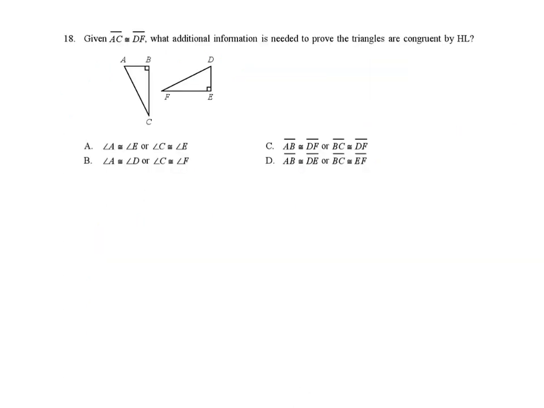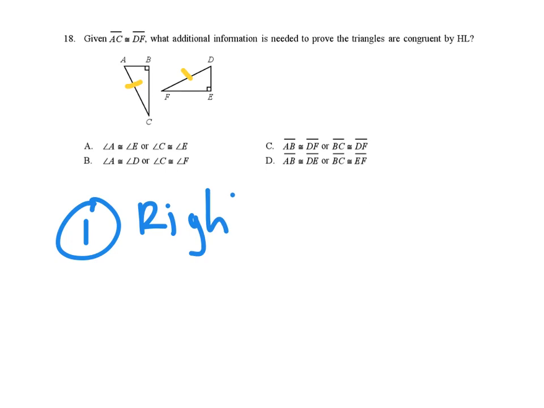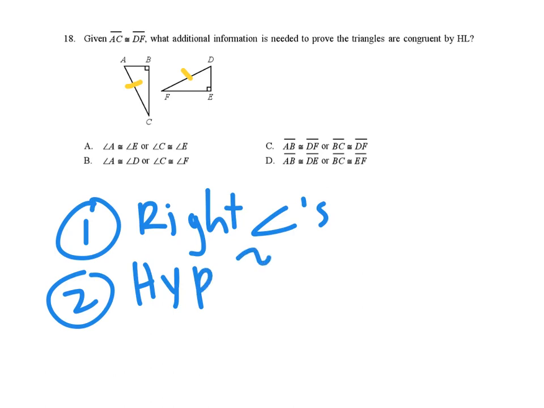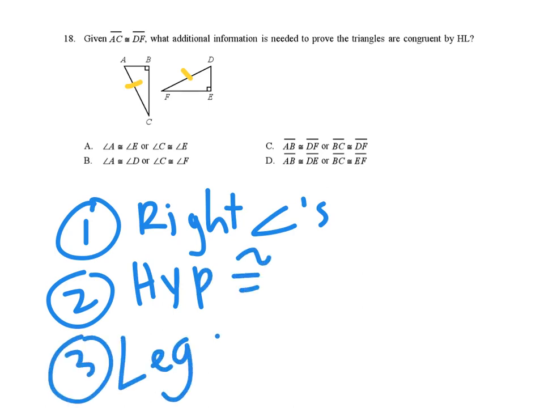18 says, given AC is congruent to DF, I'm going to draw that in, AC is congruent to DF. What additional information is needed to prove the triangles are congruent by hypotenuse leg? Now we just talked about HL. If you watched the video for number 17, we need to have right angles. Number 2, we need the hypotenuse to be congruent. And number 3, we need a leg to be congruent.